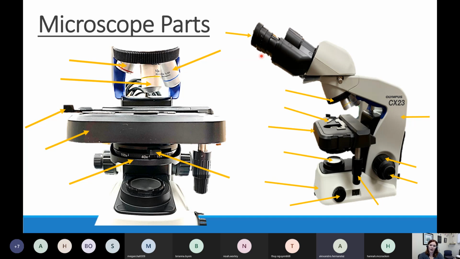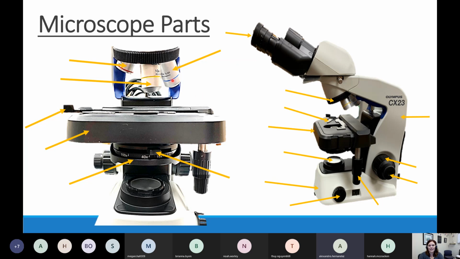By itself, the ocular lens makes things 10 times bigger. So you could actually pull off this lens and hold it up and peek through it. It would make things 10 times bigger by itself. That's great, but it's not good enough to help us see things like individual cells. We need more magnification than just 10 times.